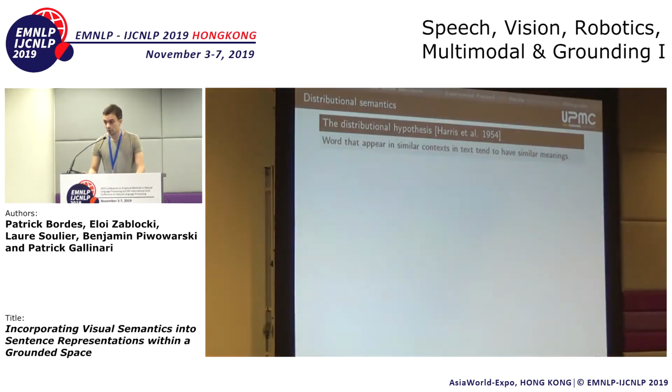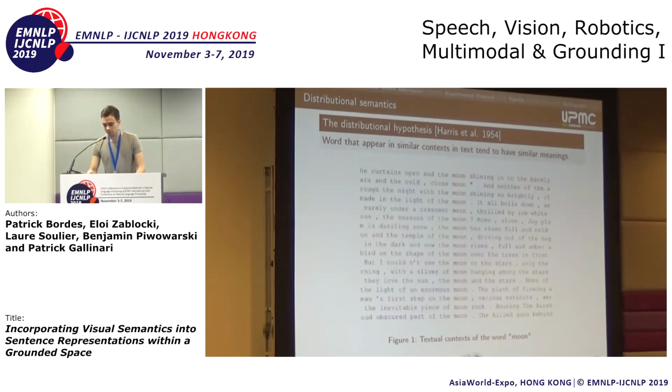As you know already, the basis of distributional semantics is the distributional hypothesis that was formulated by Harris in 1954. It states that words that appear in similar contexts in text tend to have similar meanings. So when we browse a huge corpus of text, the meaning of the word moon, as it co-occurs with other words, should be close to the meaning of words such as sun, stars, and so on.